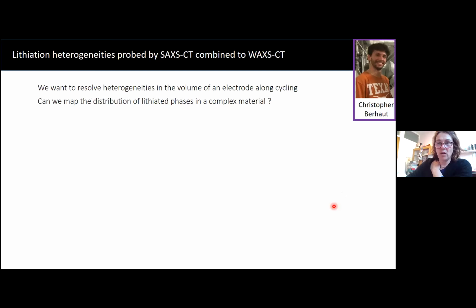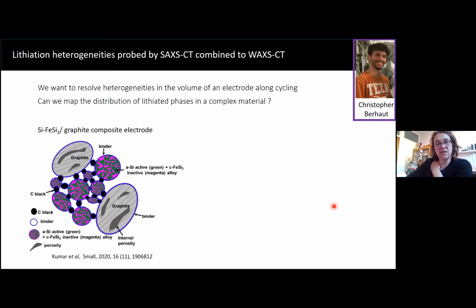So we want to do SAXS-WAXS computed tomography because we want to resolve heterogeneities in the volume of an electrode along the cycling. And we want to map, if possible, the distribution of lithiated phases. The material we were working on in this project is a composite again. So we have graphite particles and we have a silicon phase that is not made of nanowires in that case, but it's a very complex phase. It's a composite with amorphous silicon channels in a kind of matrix that is composed of almost inactive crystalline iron silicide particles, which are here to buffer the silicon expansion.